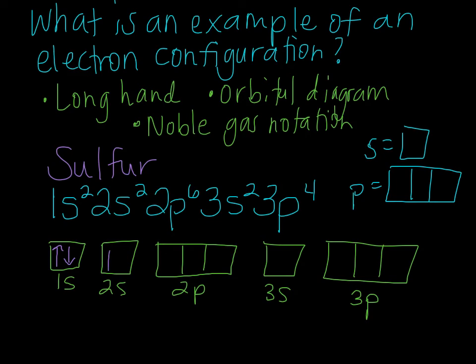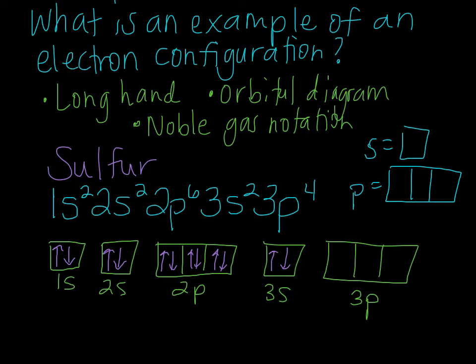The 2s also has 2 electrons, so one will go up and one will go down. Now the p orbital, 2p, is completely full, so you're going to put all 6, one going up, one going down in each box. Same thing for 3s, one going up and one going down. Now this 3p is not completely full, so we're not going to draw all 6 arrows.